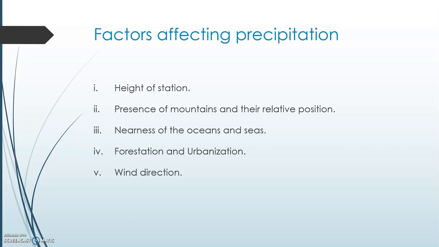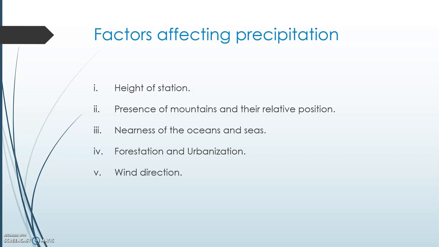The next factor is nearness of the oceans and seas. Places near the ocean will have a higher relative humidity because of continuous supply of water vapor, and it leads to higher precipitation. The next factor is forestation and urbanization. In the forest area, transpiration is more and the temperature is less. Thus, due to the forestation, precipitation increases.